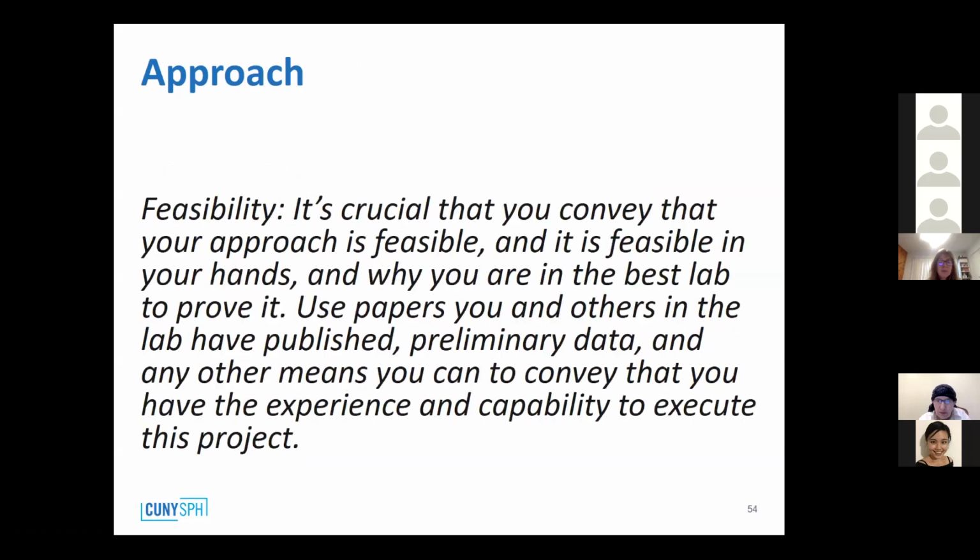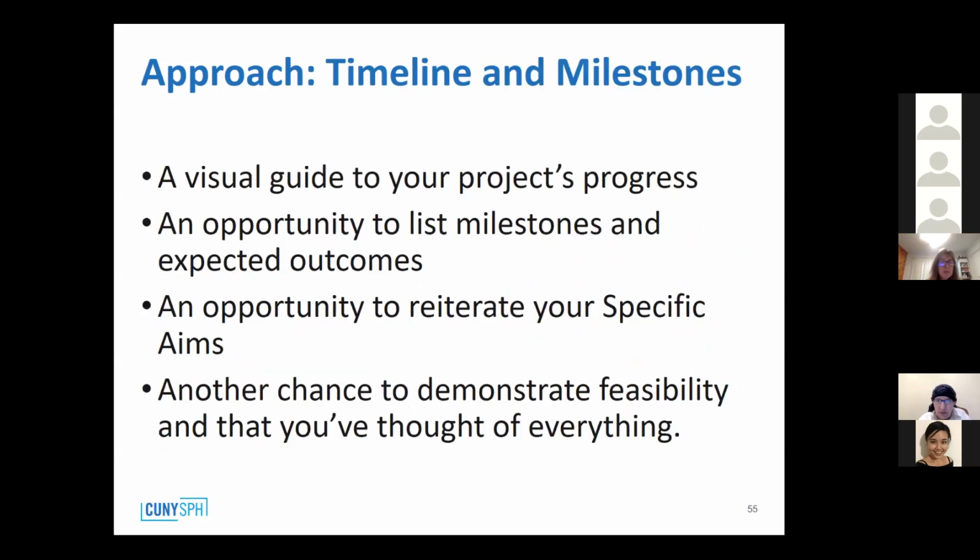It's crucial that you convey that your approach is feasible, and that it's feasible in your team's hands. Use your team's published papers, preliminary data, and any other means you can to convey that your team has the experience and capability to execute the project. You want to include a timeline and milestones. This provides a visual guide to your project's anticipated progress. It's an opportunity to list milestones and expected outcomes. You can use this section to reiterate your specific aims, and it's another chance to demonstrate feasibility and that you've thought of everything.